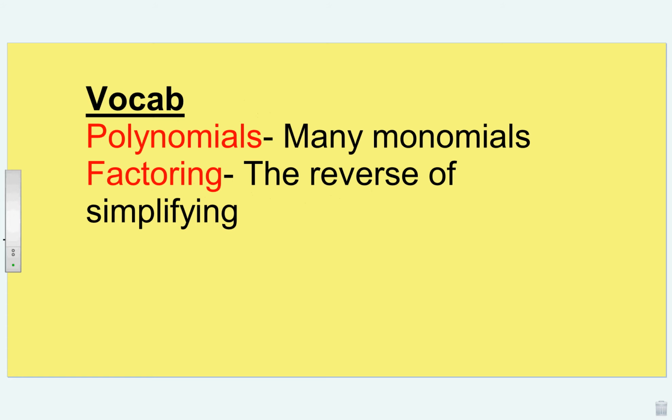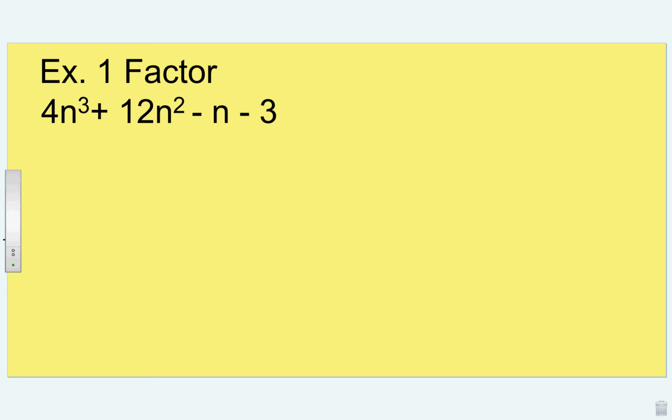Vocab. Of course, we're dealing with polynomials, so we got many monomials to a certain degree. And factoring, we're going to be reversing, simplifying. You don't need to write that down. You can just stare at that. But those are the main words we're going to be looking at, and we're going to do it by grouping now.